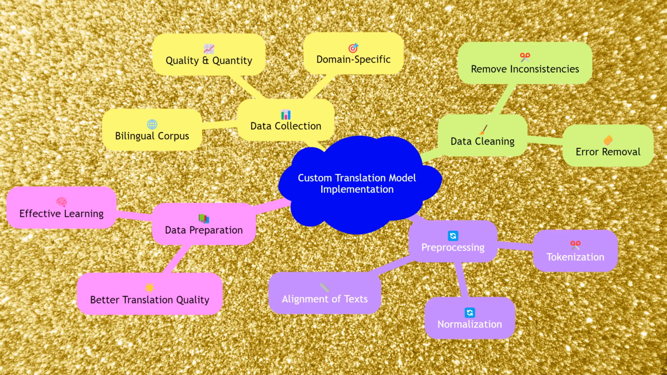The first step in implementing a custom translation model is data collection. This involves gathering a large corpus of bilingual text that is representative of the domain you are targeting. The quality and quantity of this data are crucial, as they directly impact the model's performance. Once collected, the data must be cleaned and pre-processed to remove any inconsistencies or errors. This may involve tokenization, normalization, and alignment of parallel texts. Proper data preparation ensures that the model can learn effectively from the training data, leading to better translation quality.